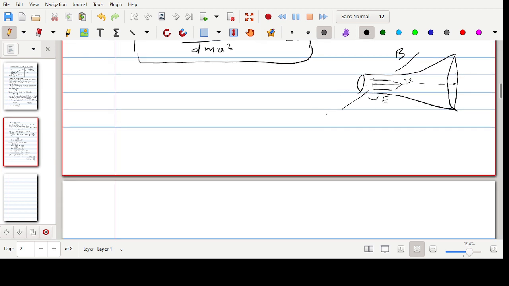Now we will apply a magnetic field. For applying the magnetic field, we will be keeping a bar magnet here, then here also, equidistant, we are arranging a bar magnet.